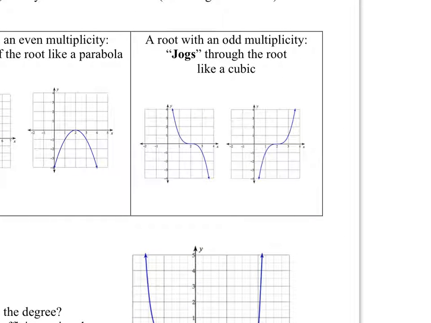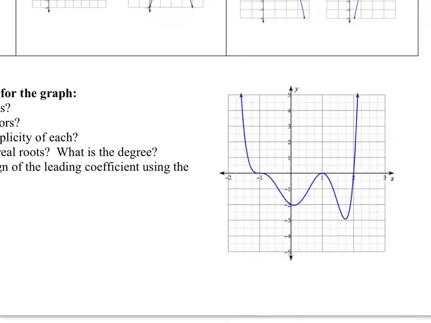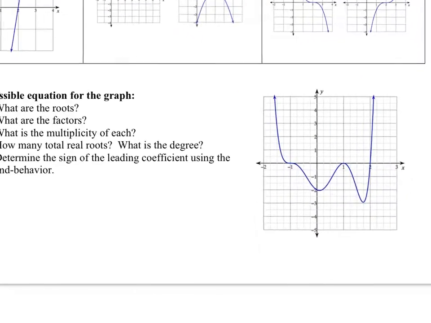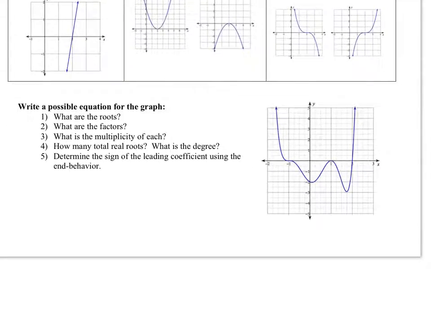If it has a multiplicity that's odd, everything except 1, so 3, 5, 7, 9, it kind of jogs through it. I don't know what else to call it. Takes a break and then continues almost. It's going uphill, takes a break, and continues. So kind of has that evening off here, but it doesn't curve around. It jogs through it. So we're going to look at graphs and see if you can determine the degree of the graph just by looking at it.